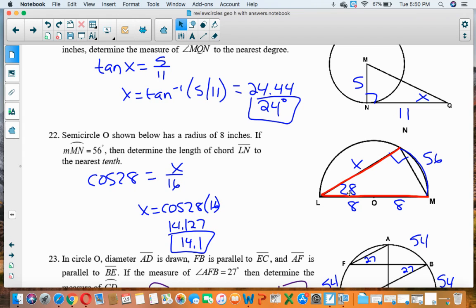How did I get this angle? They told me that this arc is 56, so therefore that angle, that's an inscribed angle, is half the arc. So cosine of 28 equals x over 16. It's adjacent over hypotenuse. I cross multiply and I solve.